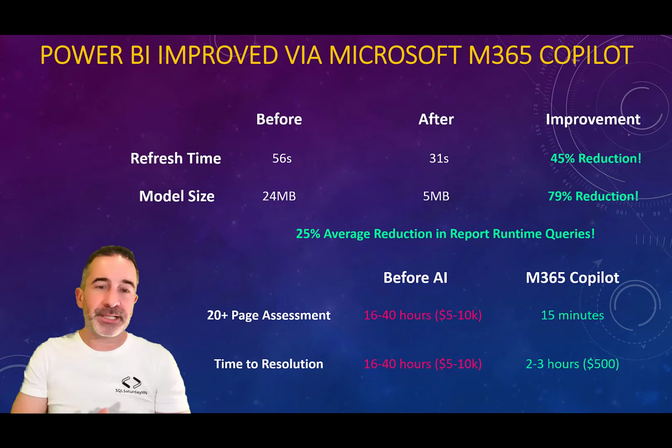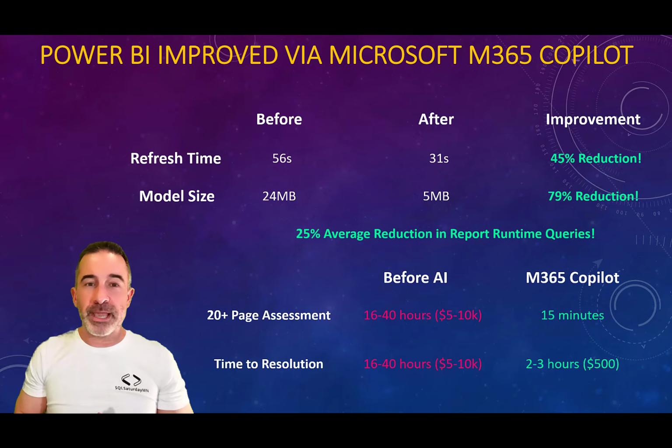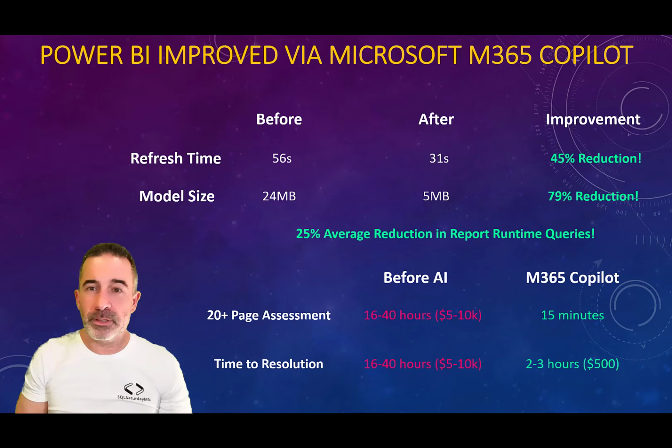I did some testing on the Power BI desktop files, old and new, and I saw a 45% reduction in refresh times. The PBIP file was reduced from 24 to 5 megabytes in size. That's a 79% reduction. I do think that removing a few free text columns from the model that weren't being used was the reason most of that improvement happened, but the improvement was all due to M365 Copilot's recommendations.